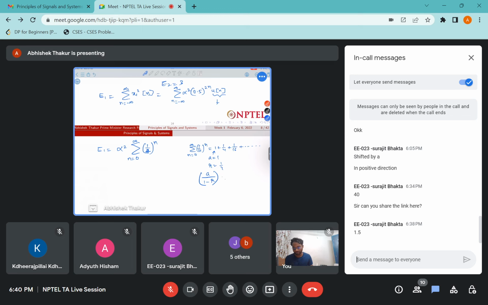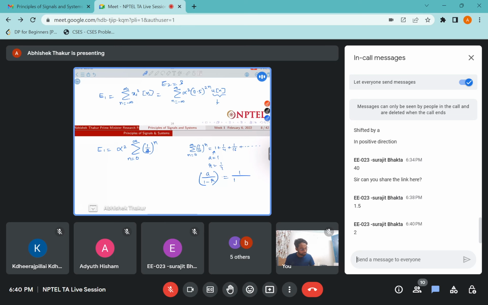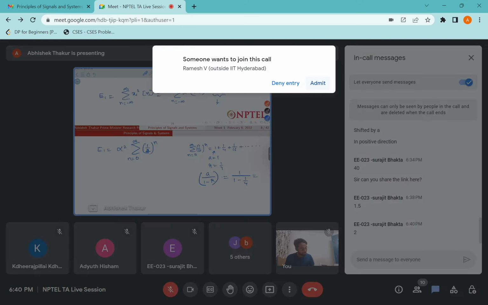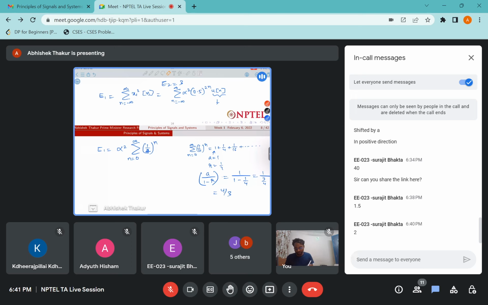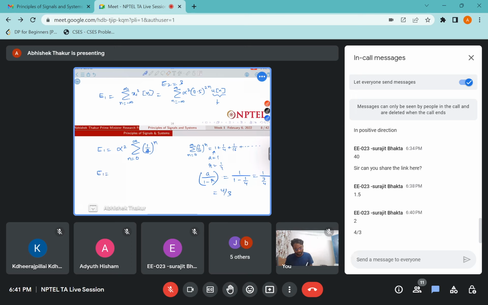Am I correct? This is correct. So a is here 1 and r is 1 by 4. So what will be the value? 1 by 1 minus 1 by 4, that is 3 by 4. So this is equal to 4 by 3. So E1 is equal to alpha squared into 4 by 3.